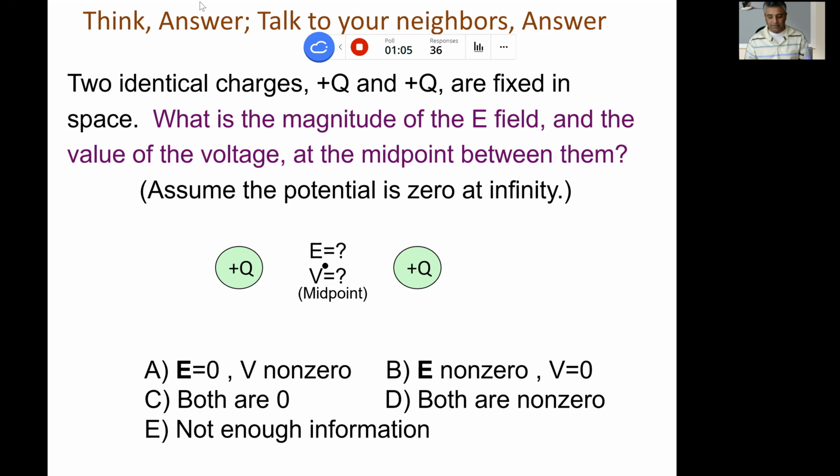Thirty more seconds, folks. 5 more seconds. 5, 4, 3, 2, 1, and it stops.